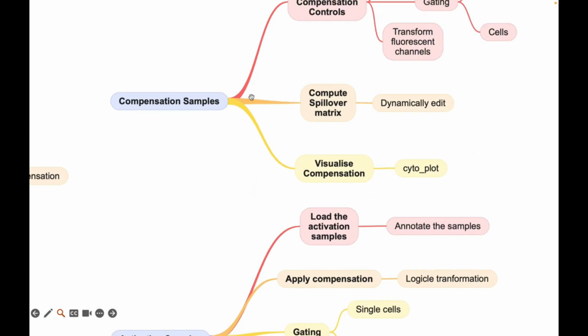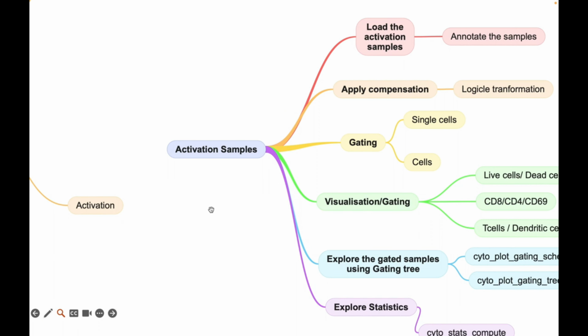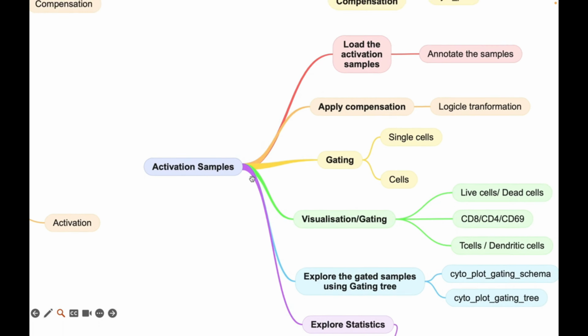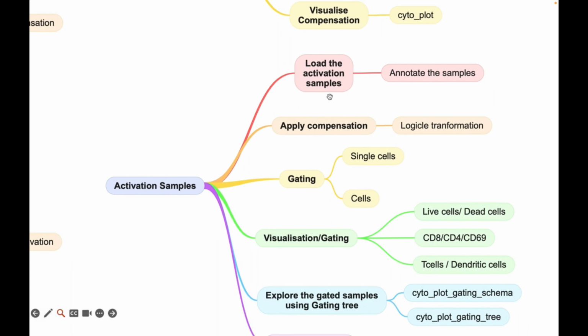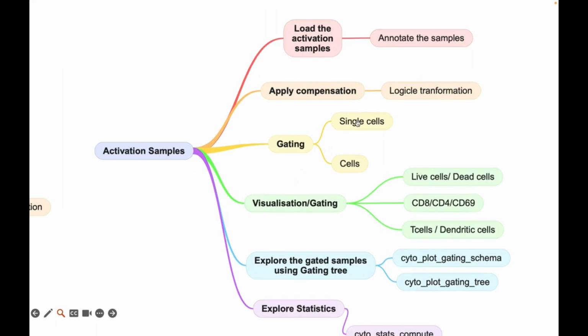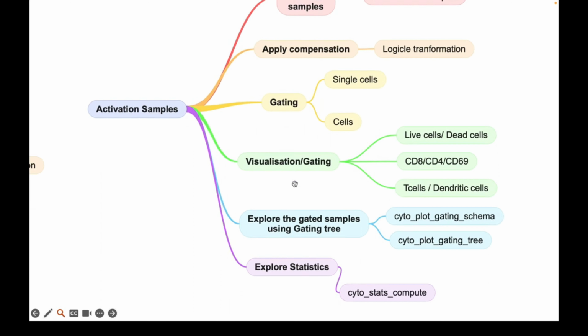Okay, this is all about the compensation control samples, but when you look into the activation samples where the real treated samples are, the first thing that you do is load the activation samples, annotate the samples based on the different types of fluorescent dyes that you have used, and apply the compensation. Basically they use logicle transformation, which is the default one. Then you perform the gating for the cells and the single cells. And then we dive into the visualization or gating where you can manually gate all the samples to categorize live cells, dead cells, CD8, CD4, CD69, T cells, dendritic cells.